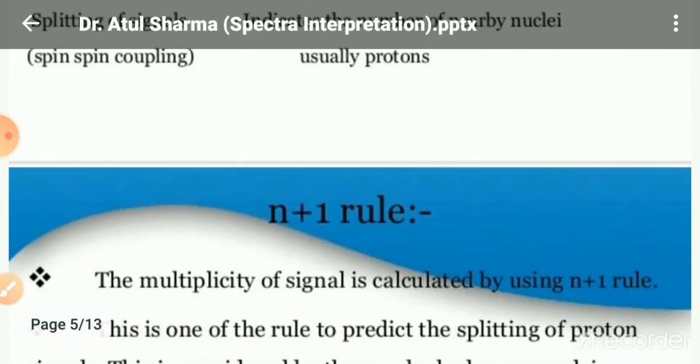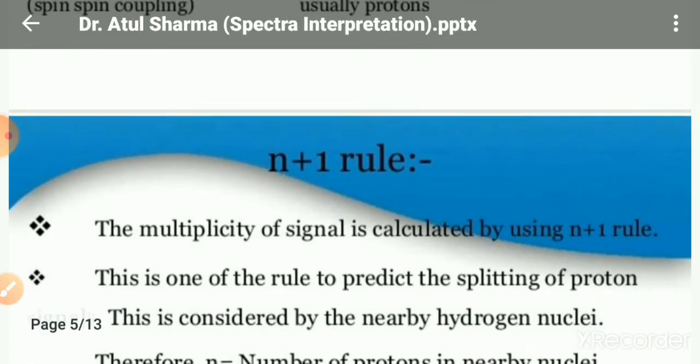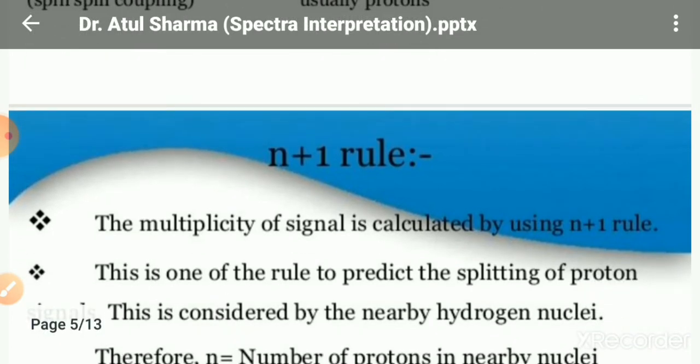अब हम अध्ययन करेंगे n+1 रूल. ये रूल होता है the multiplicity of signal is calculated by using n+1 rule. This is one of the rules to predict the splitting of proton signals.